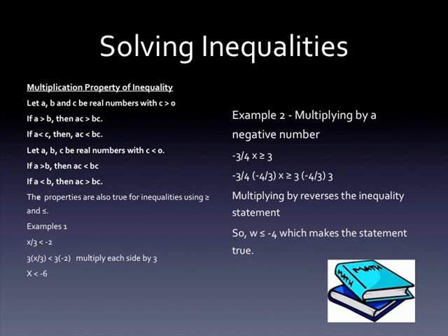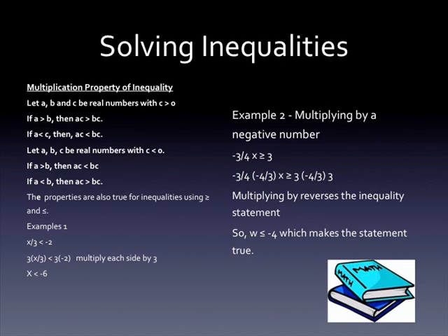The properties are also true for the inequality using the greater than or equal to and the less than or equal to signs. Example 1. X over 3 is less than negative 2. If we multiply each side by 3, x then is less than negative 6. Example 2 to the right.